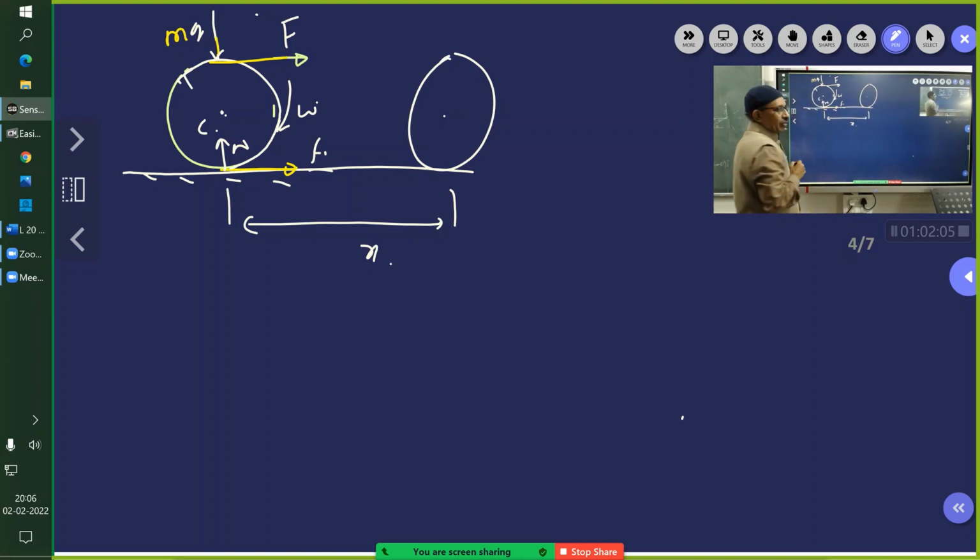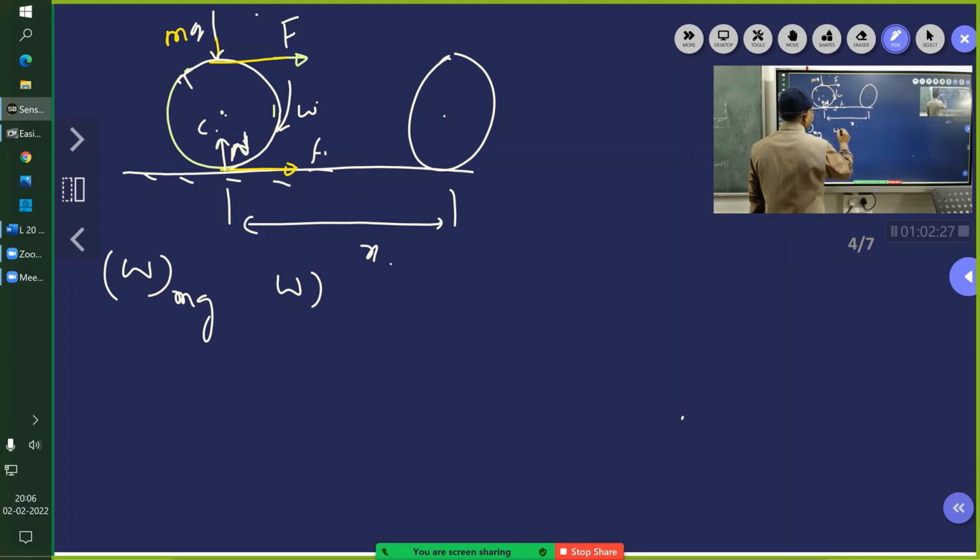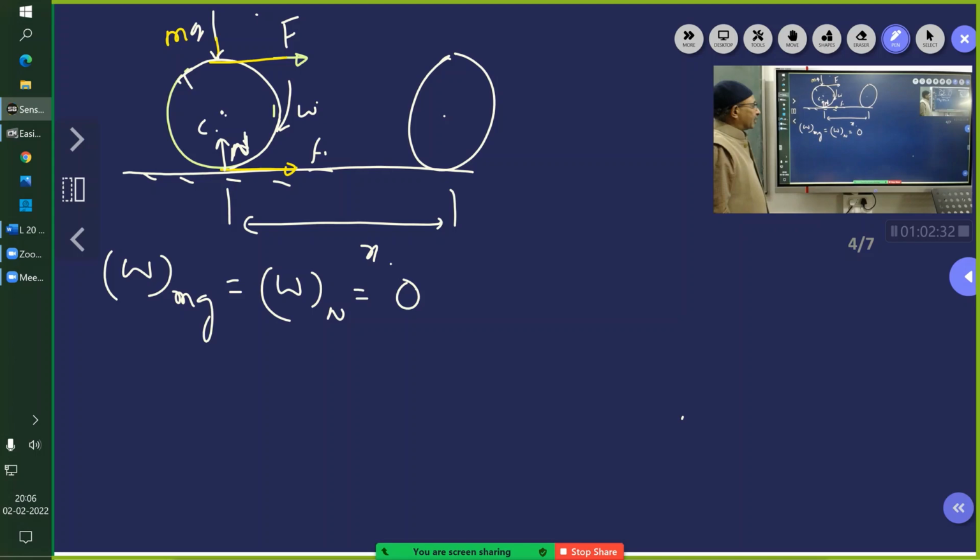The center has shifted by x. So now what are the works done by the different forces? Work done by mg will be 0, and work done by N will also be 0. So both of them will be equal to 0. Now work done by friction. It is rolling without slipping.